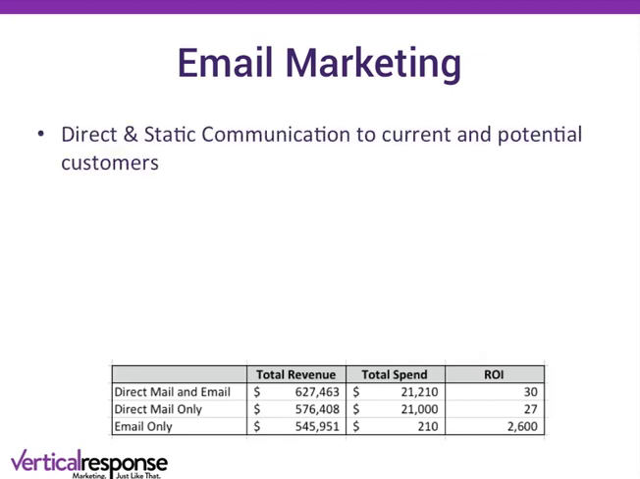What is email marketing? Email marketing is described as direct and static communication to current and potential customers. What that means is basically you're going to be communicating. You want to get your word out, your message, your brand, your promotions, all of that. You're trying to reach not only your existing customers, but potential customers as well. The whole purpose of any kind of marketing campaign is to draw more business. So that's what we're going to talk about, how you could do that with email marketing as well as social media.